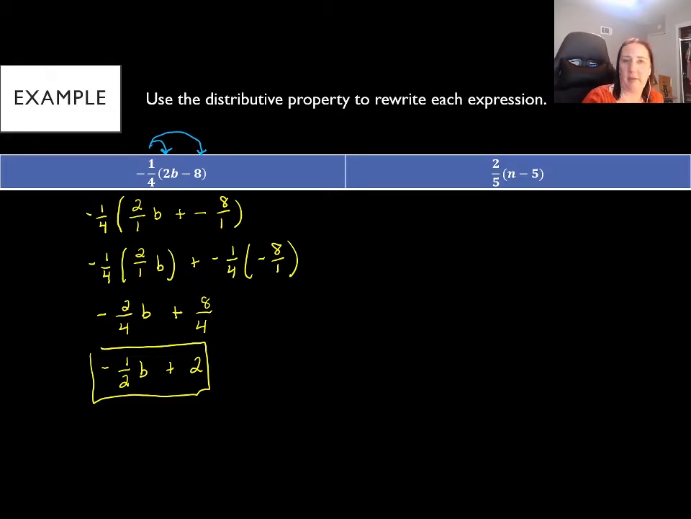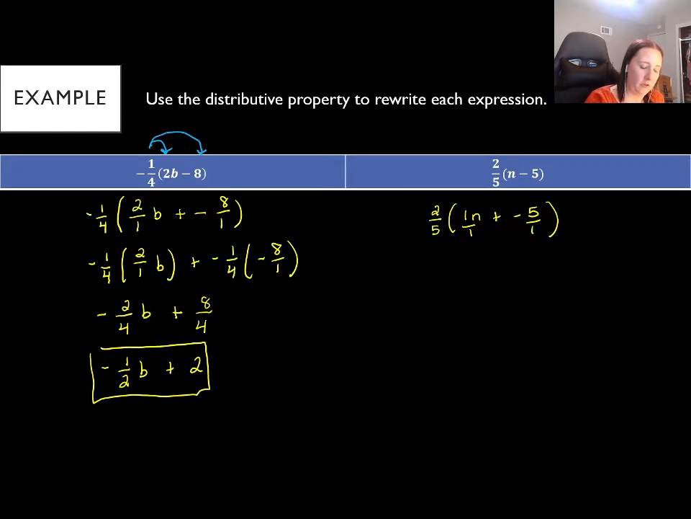So let's look at the example on the right. I have 2/5 times n minus 5. So I'm going to start by rewriting this so that I have a 1n and then plus the negative 5. And I should put these all over 1 since we are involving fractions there. So it's a 1/1 n plus negative 5/1.